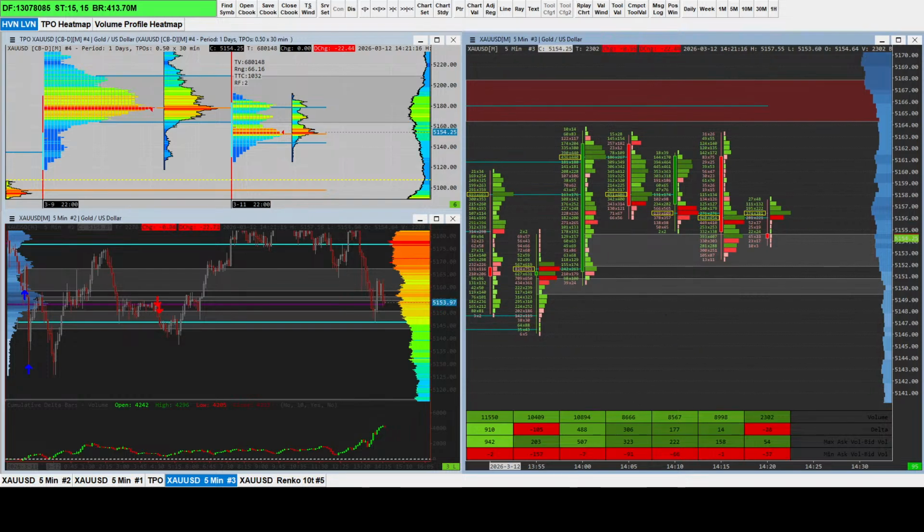There comes the volatility. I hate trading when the market is not moving, bro. Stupid. Damn, so much selling.